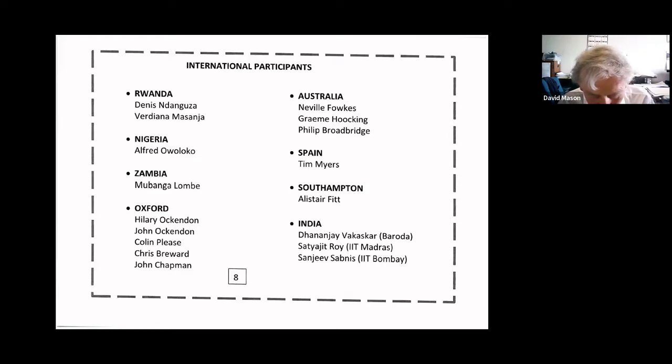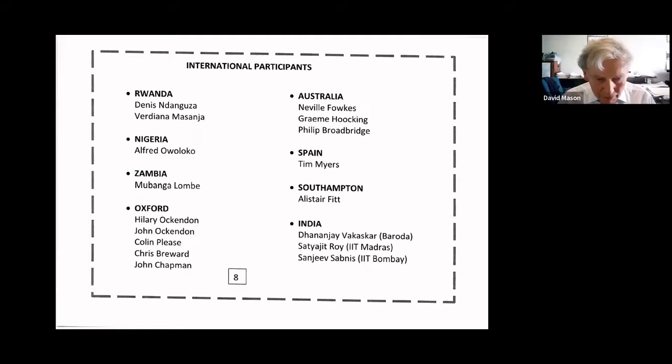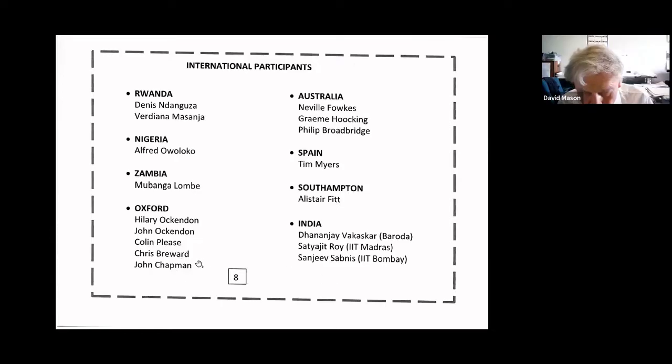Colin Please is the Professor of Applied Maths at Oxford University, a very experienced modeler. Brewer and John Chapman, they're also professors at Oxford, and they've come 1 or 2 times. Colin Please several times. Now in Australia, from Perth, Neville Fuchs is a regular attendant. Professor Neville Fuchs, Professor Graham Hawking from Murdoch University, and then Philip Broadbridge from La Trobe University in Melbourne. And they've had a lot of experience.